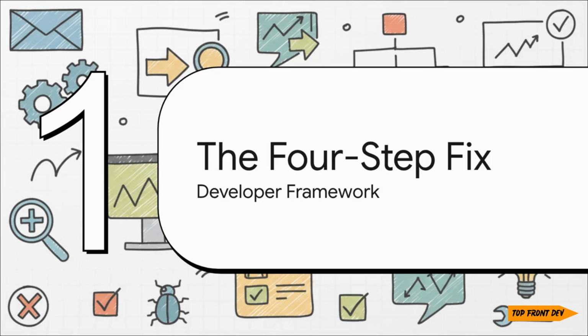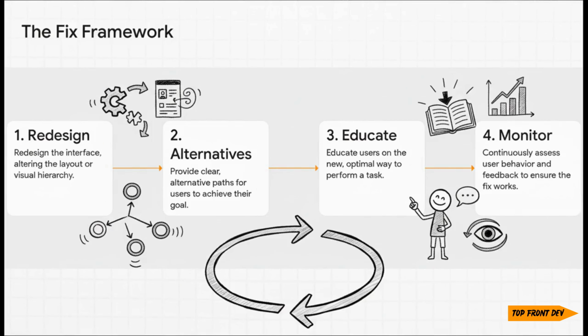All right, so we've identified the villain. Now how do we actually beat it? Well, we're going to use a simple, repeatable, 4-step framework that you can apply to pretty much any project you're on. So here it is, the whole process. Redesign, provide alternatives, educate, and monitor. Now, the most important thing to notice here is that it's a cycle. This is not a fix-it-and-forget-it kind of thing. It's a continuous process of improvement that should fit right into your existing development workflow. Let's break down each step.